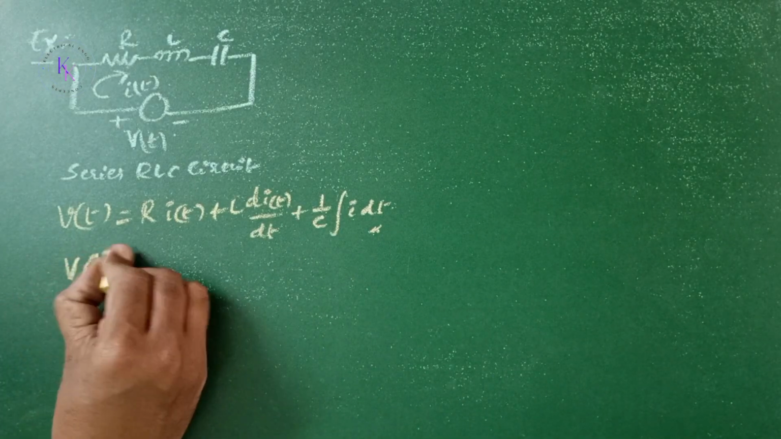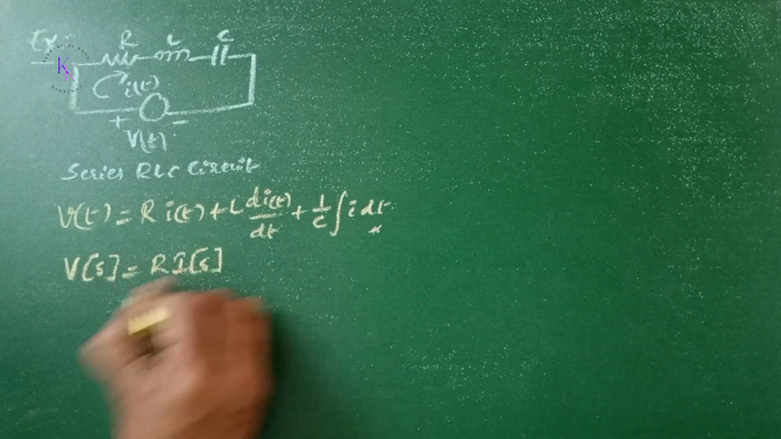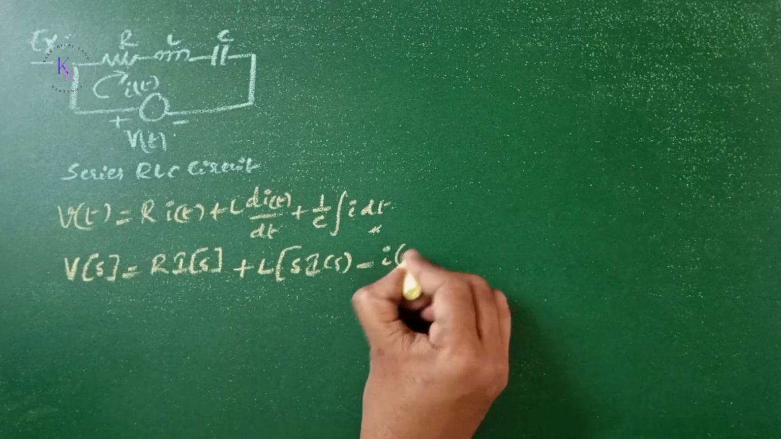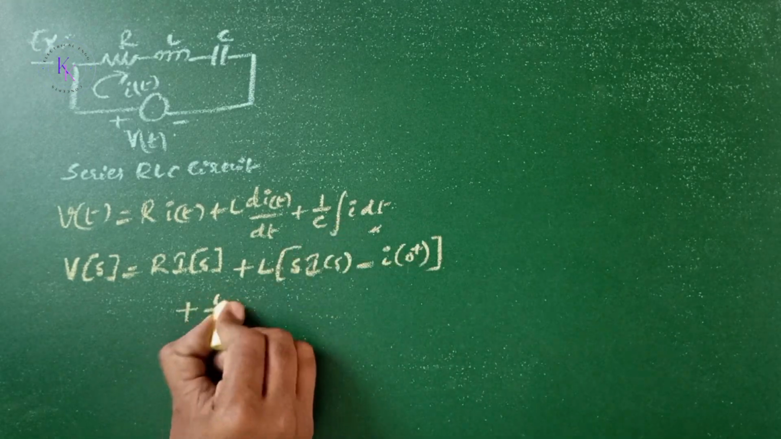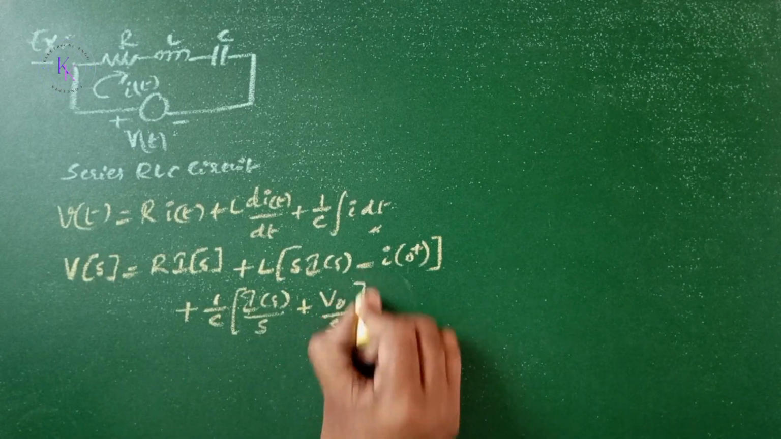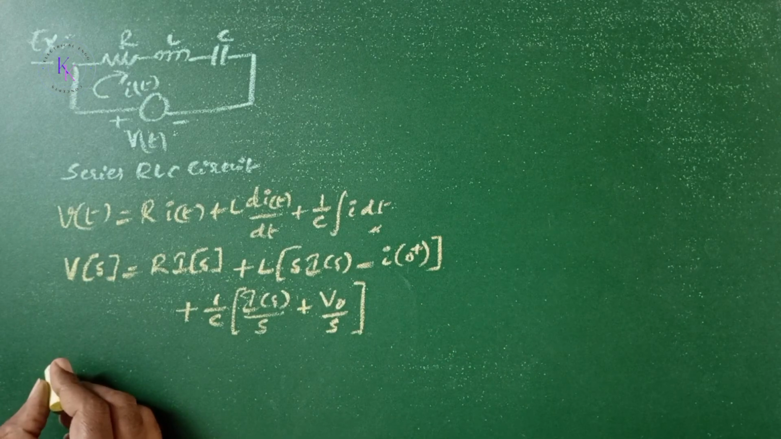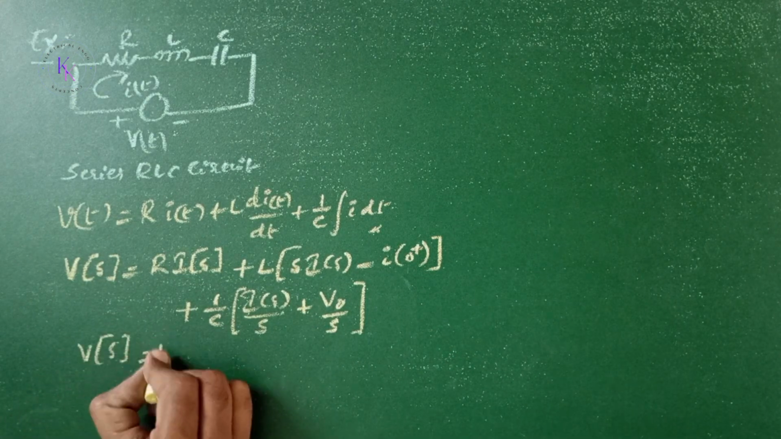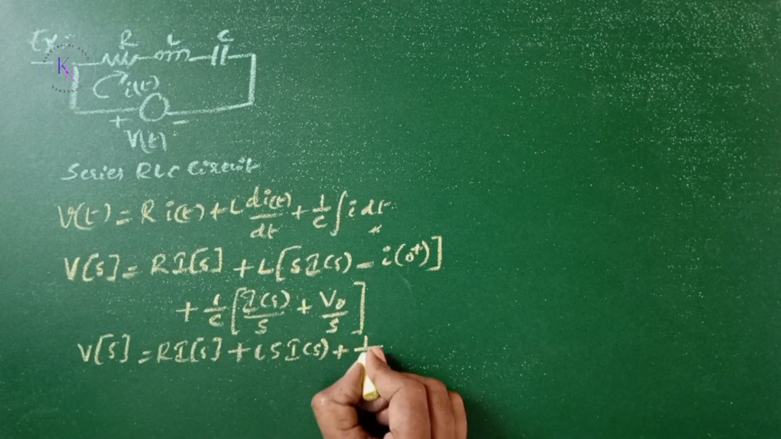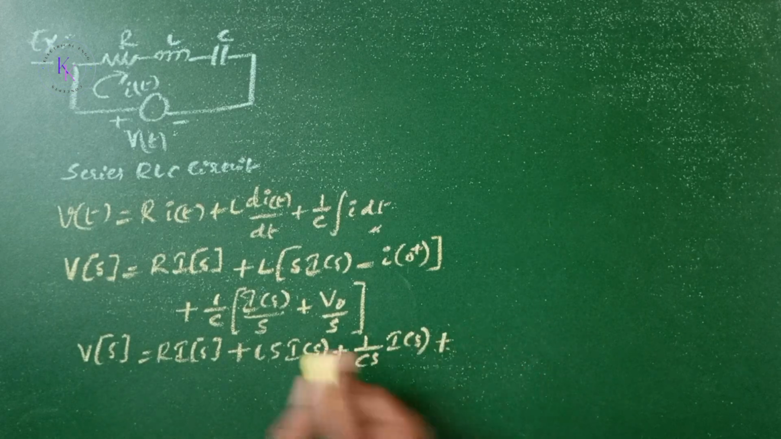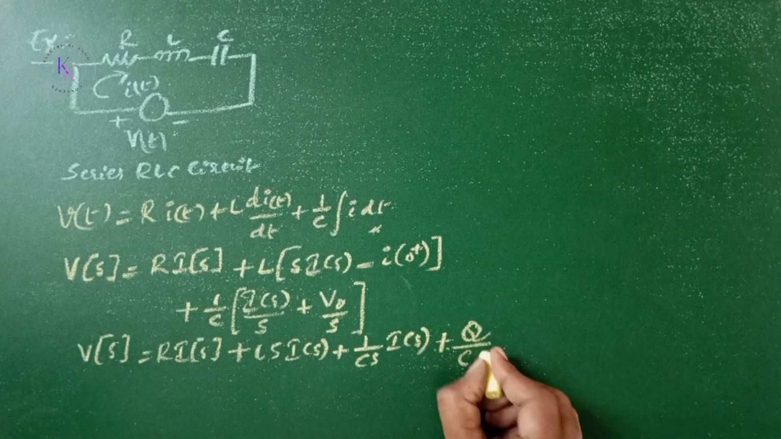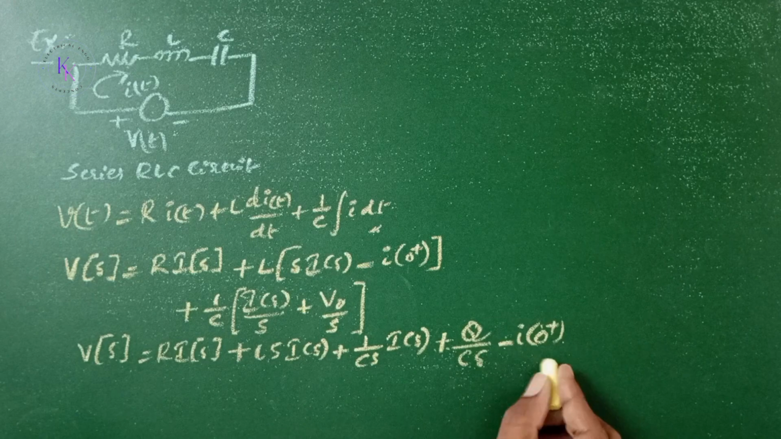Then V of s equals R I of s plus L into s I of s minus I at 0, plus 1 by C of I of s divided by s plus V naught by s, where V naught is the initial voltage of the capacitor. Now V of s equals R I of s plus Ls I of s plus 1 by Cs I of s plus V naught by s, where V naught equals the charge divided by the capacitance C, so Q by Cs, minus I naught.